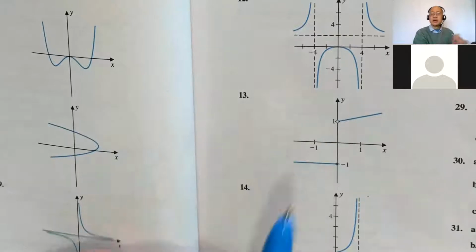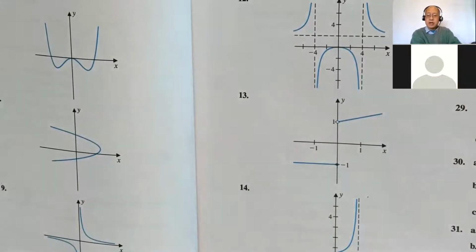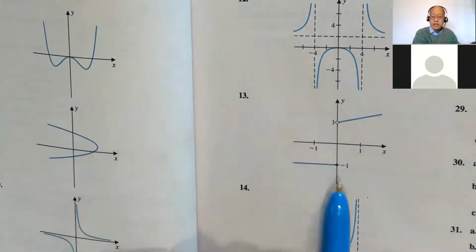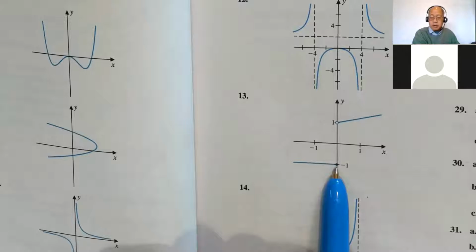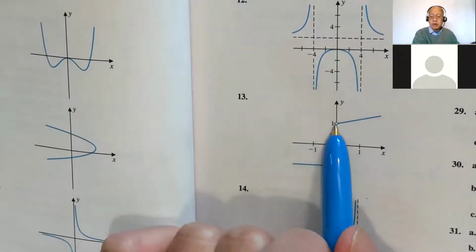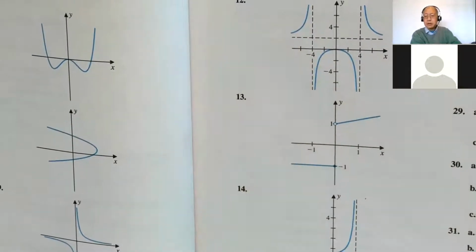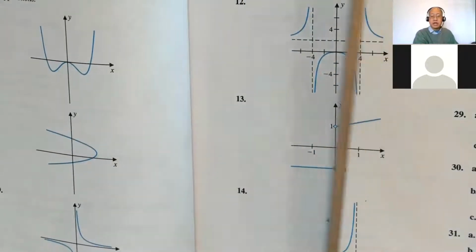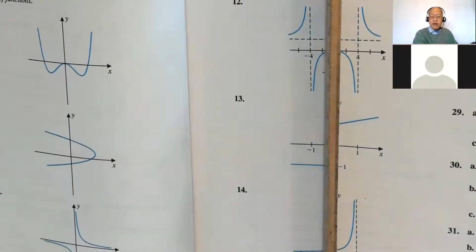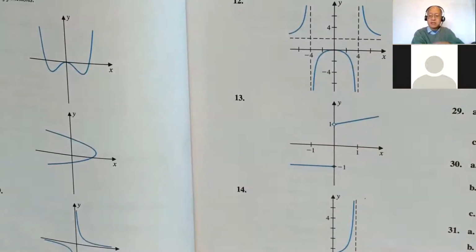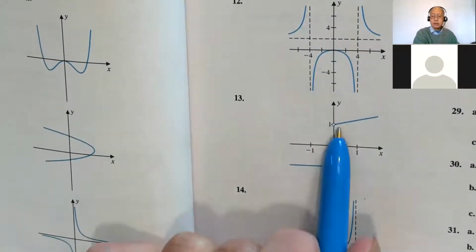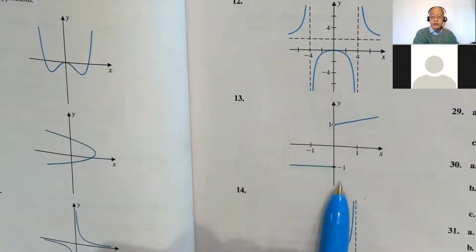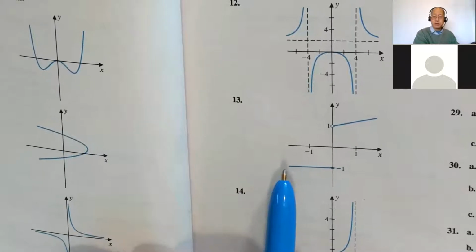Get this thing focused here. Is 13 a function? Okay. The only real question is right here. That's a closed circle, means count the point. Open circle, don't count the point. So is it still going to be a function? If I draw a vertical line right on the y-axis, does it touch more than one point? No, it does not. So 13 is still a function.